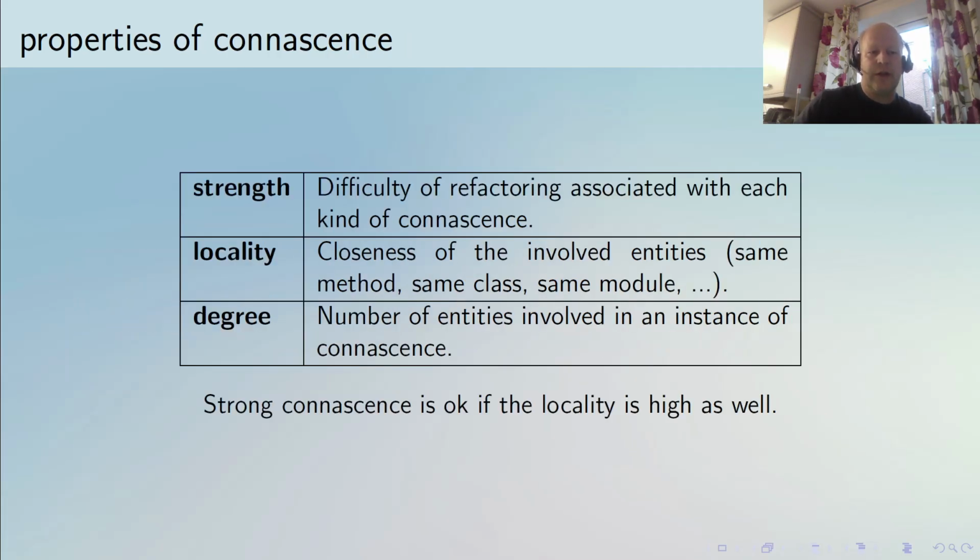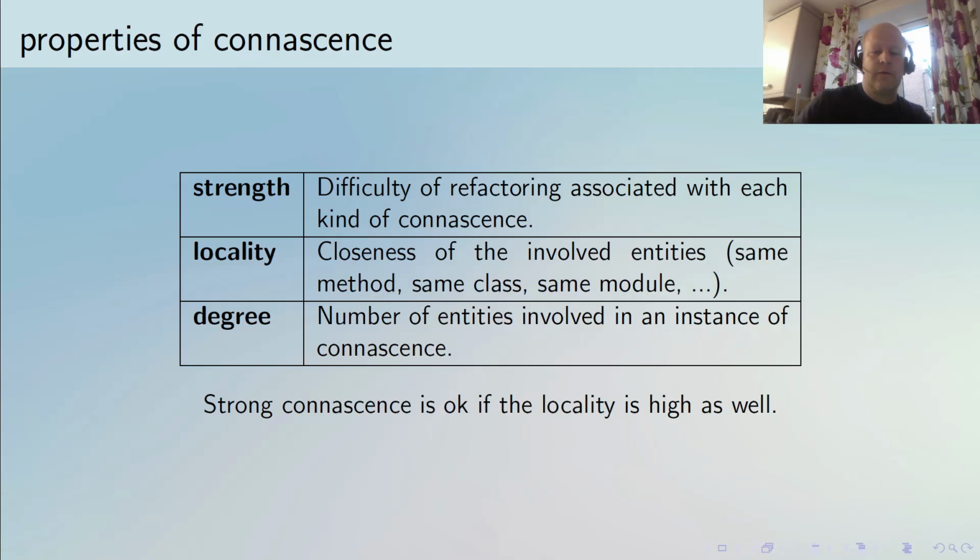So you already have seen the strength property of connascence. Strength is basically the difficulty of refactoring associated with each kind of connascence. And then there's locality, which is basically the closeness of the involved entities. So if it's the same method, it is very local, same class is less local, same module is even less local, and so on. And then there's the degree of connascence. Degree is basically the number of entities involved in an instance of connascence. So if you have a lot of method calls to a single method, you have a high degree, for example.